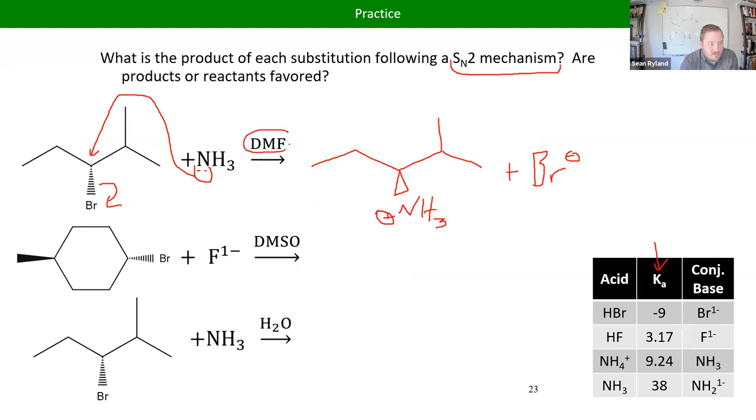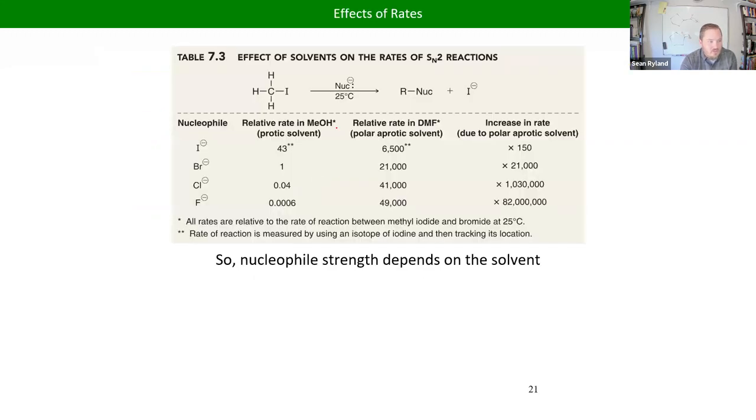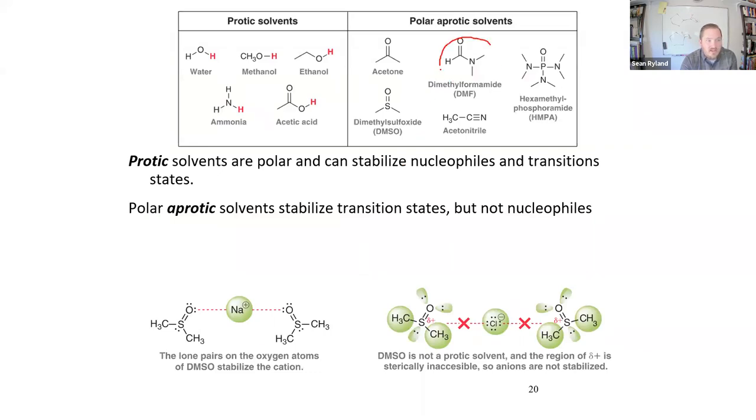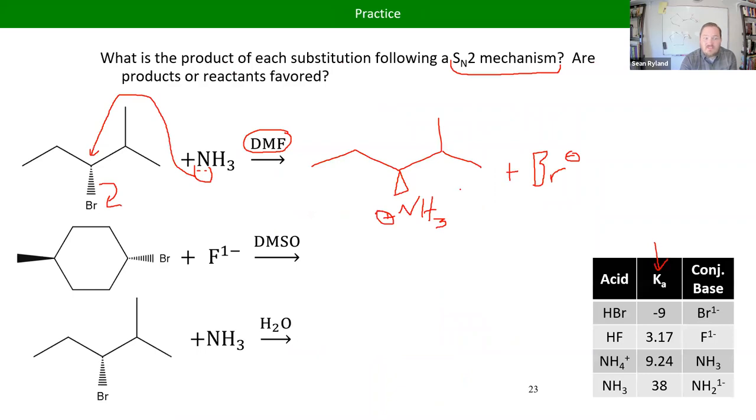And I didn't explicitly say it, but when you see something written like this in OCHEM, that usually means that's our solvent. This has to happen in DMF, which was dimethylformamide, a polar aprotic solvent. So if it's in an aprotic solvent, the stronger base is the stronger nucleophile. So out of our two options, NH3 or bromide, which one's the better nucleophile?